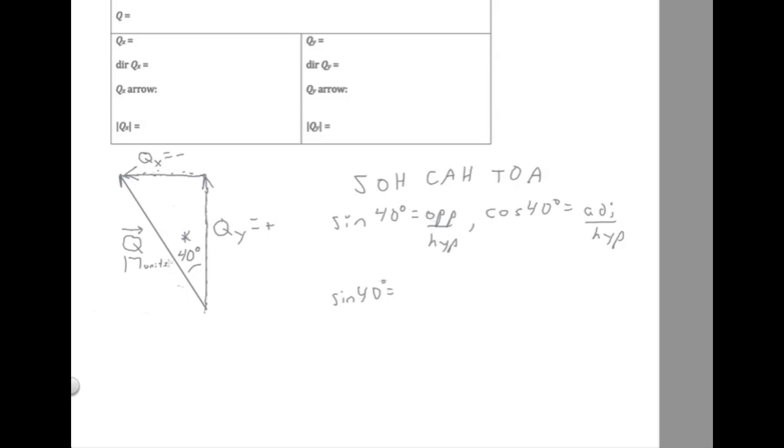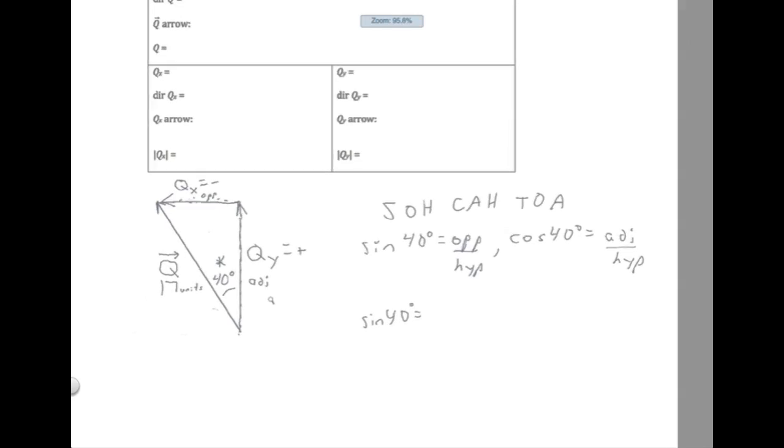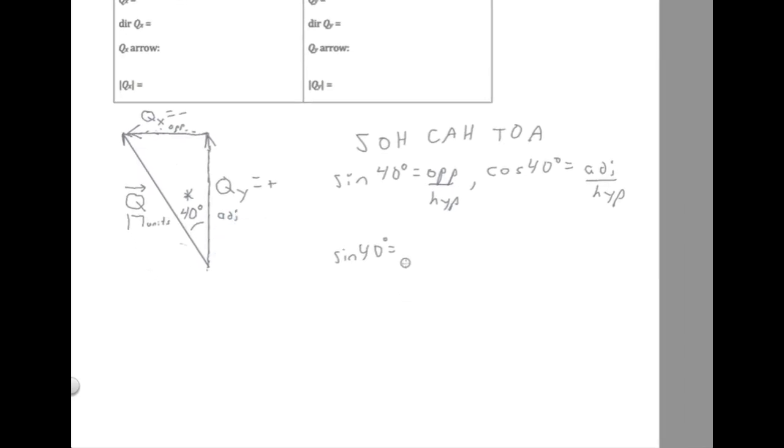So our opposite side here now would be qx. I should label those. So this is the opposite side because it's opposite to the angle we're focusing on. And this is the adjacent side because it's adjacent to the angle that we're focusing on. So our opposite side here would be qx, but we're going to focus on the magnitude of qx because we're thinking about a length, and the hypotenuse will be 17.